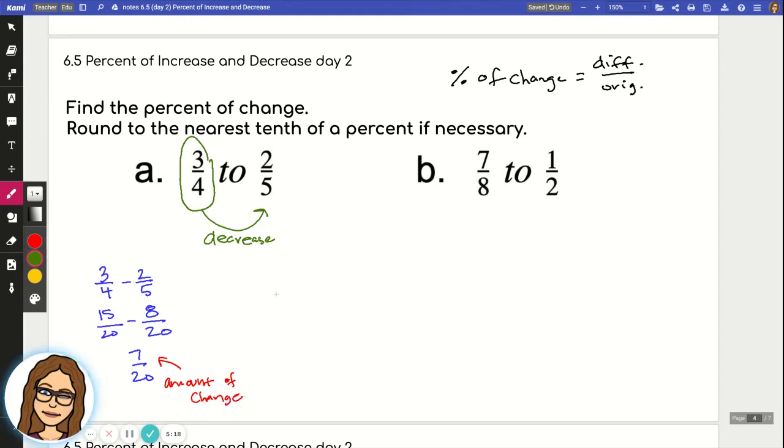So now we're going to take our difference, our amount of change, and put it over our original. And you can see that we now have a complex fraction, right? 7 twentieths divided by 3/4. This is 7 twentieths times 4 thirds. You can simplify if you want, but you don't have to, because in the end you're just going to divide to change it to a percent.